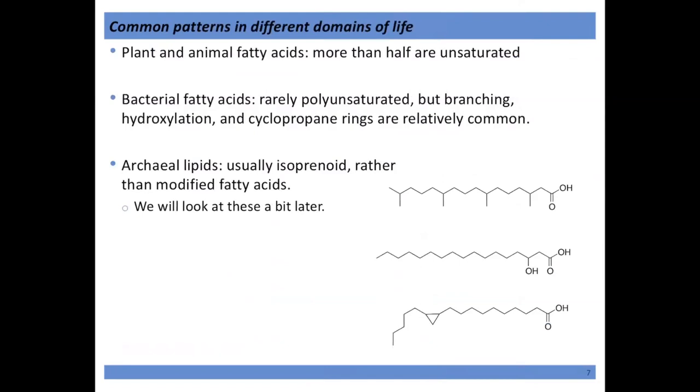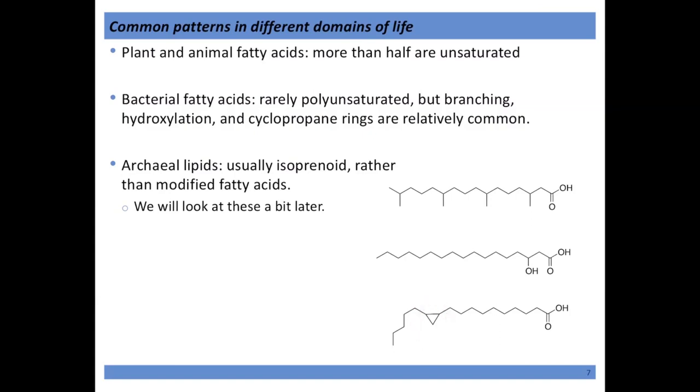So common patterns in fatty acids differ depending on the type of life that you have. In eukaryotes, our fatty acids tend to be just straight chain, and more than half tend to be unsaturated. In bacteria, they actually have a lot more variety in their fatty acids. They are rarely polyunsaturated, meaning having multiple double bonds, but they do have branching, and they do have hydroxylation, and they can even include these cyclopropane rings.